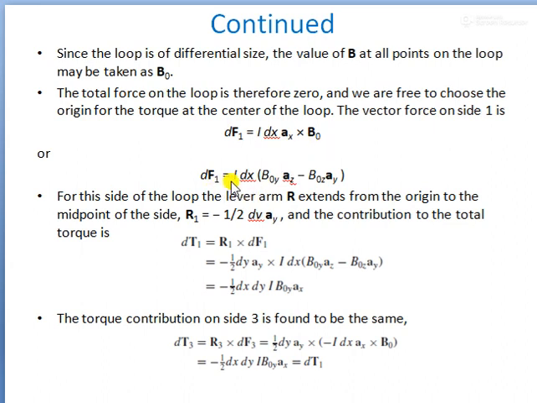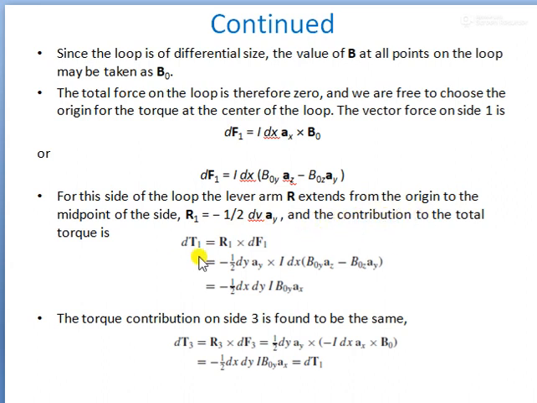Now dF1 can be written as I dx, and ax cross B0 can be written like this, B0y az minus B0z ay, because it is in the determinant form. Here the determinant should be written. Now for this side of the loop, the lever arm R extends from the origin to the midpoint of side 1, so R1 is equal to minus half of dy ay.